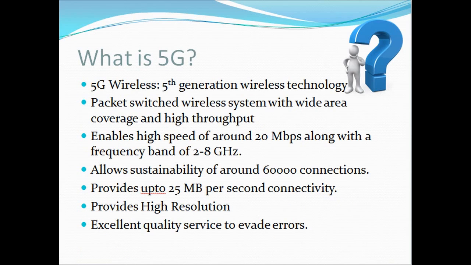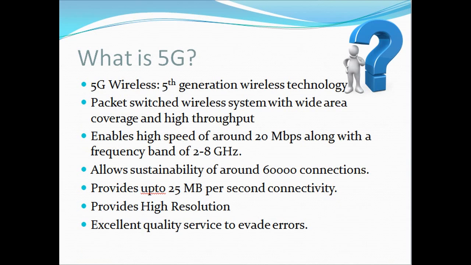Now, what is 5G? 5G or 5th generation wireless technology uses packet switched wireless system with wide area coverage and high throughput. It enables high speed of around 20 Mbps along with a high frequency band of around 2 to 8 GHz. It allows sustainability of around 60,000 connections. It provides up to 25 MB per second connectivity. It provides high resolution with excellent quality service to evade errors.